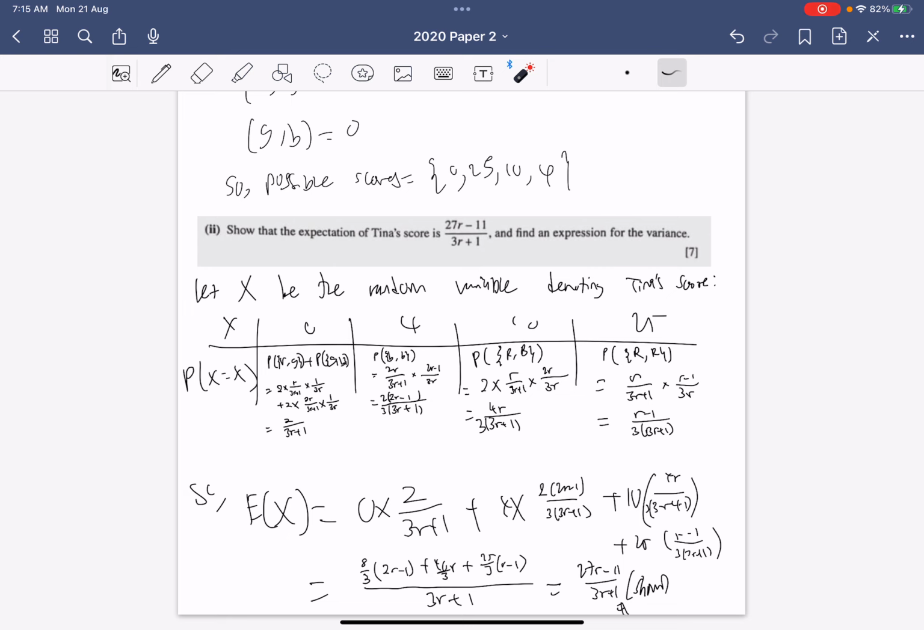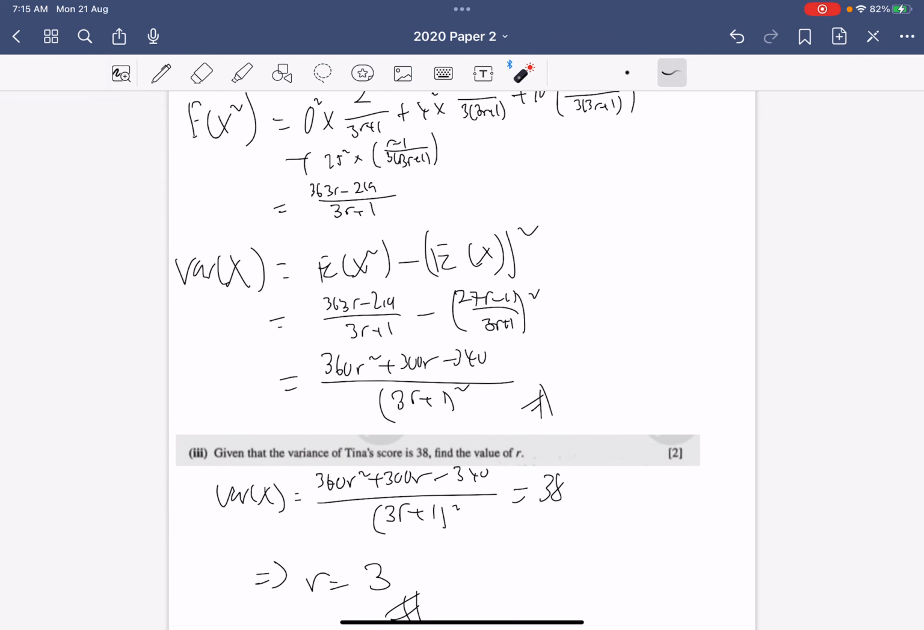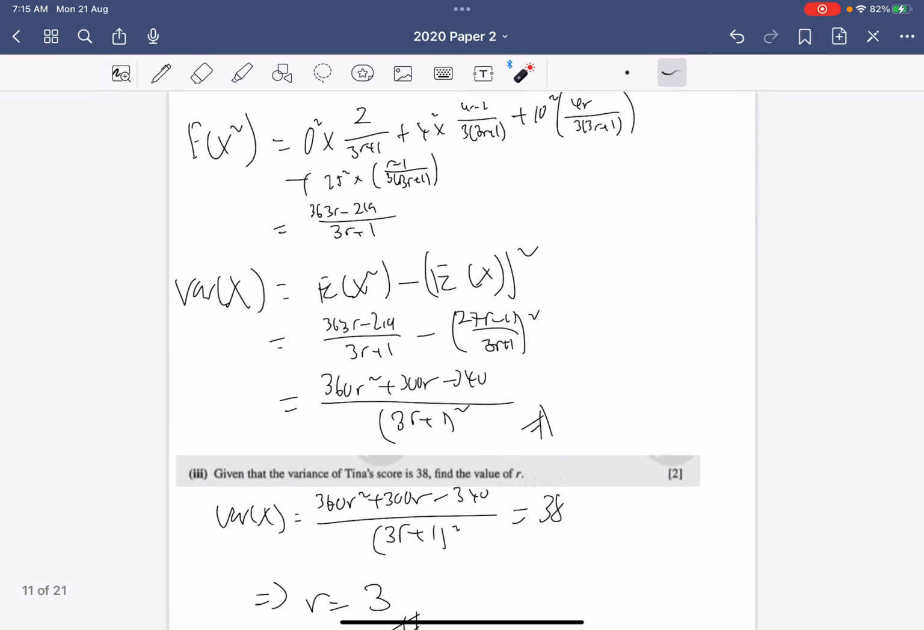Then to find expectation, this 0 you multiply with this, 4 multiply with this, plus 10 multiply with this, plus 25 multiply with this. And you should be able to simplify the answer to get 27R minus 11 over 3R plus 1. And now we're supposed to show the variance, which means we have to find E(X squared). And variance is just E(X squared) minus E(X) whole thing squared, which then you get to simplify to this answer.